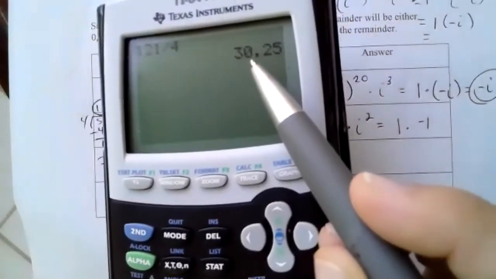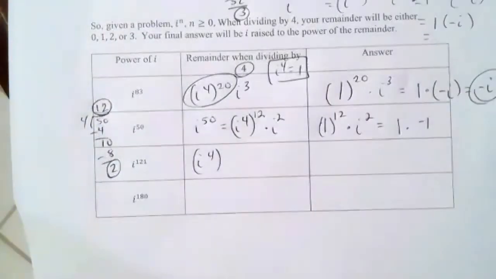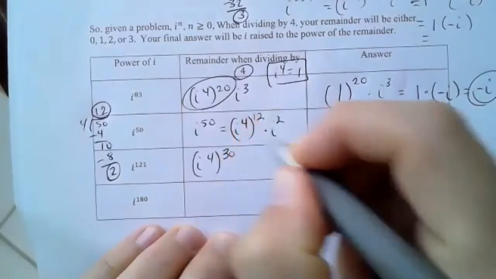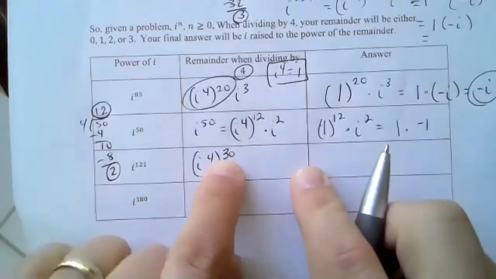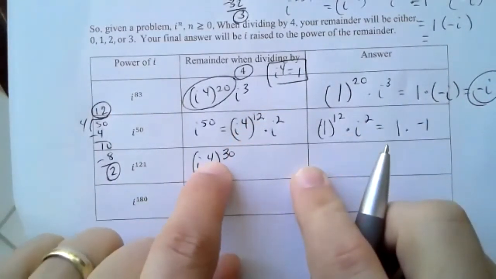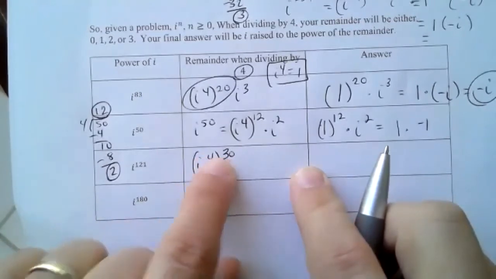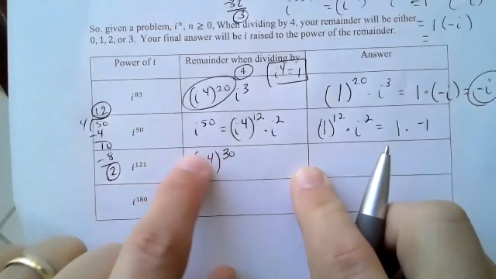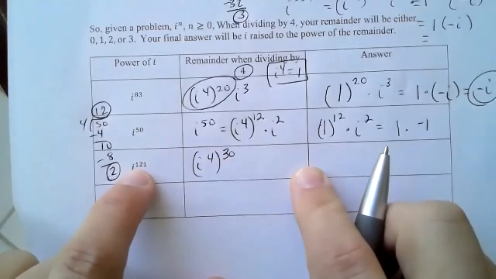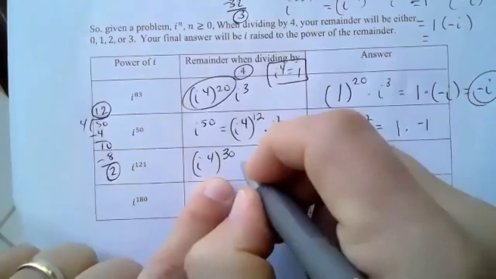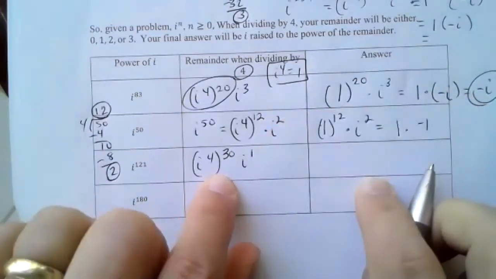Okay, so we've got 121 divided by 4. You'll notice it goes in 30 times with some remainder here. Okay, so we're going to say, if i to the fourth power to the 30th power equals 120, how much is left over? You've got 120 here. We've got 121 here. That means we have 1 i left over, okay?